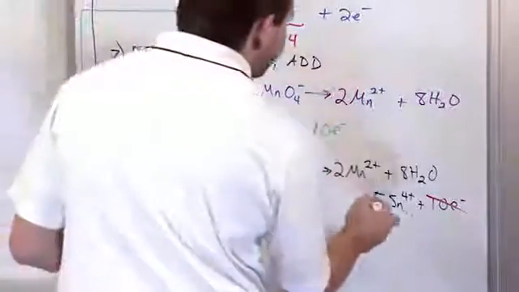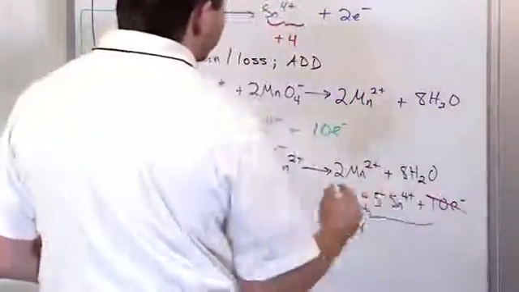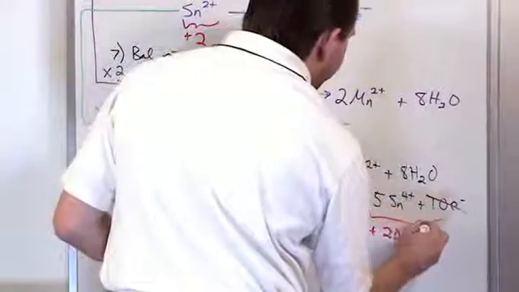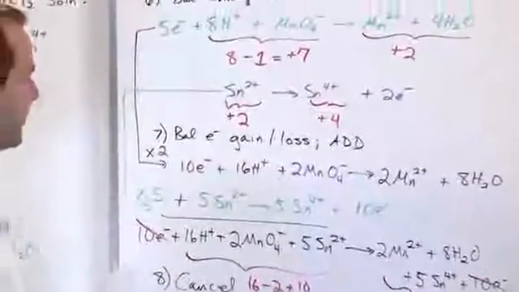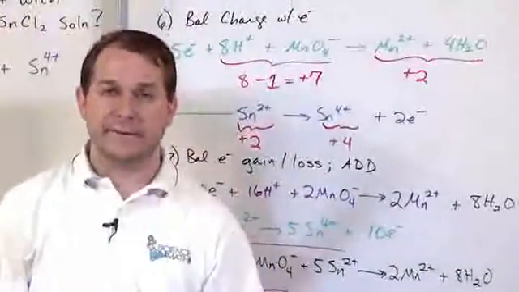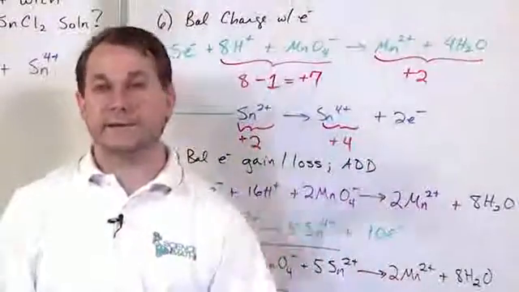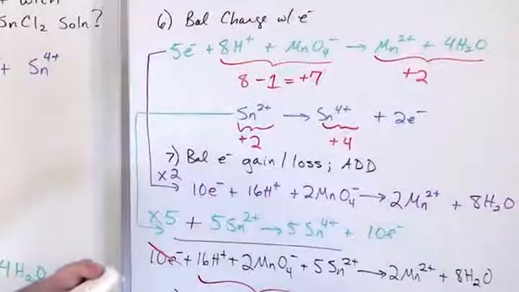And on this side, what I'm going to have is 2 times 2 is positive 4. The water counts as nothing, and then 5 times 4 is 20. And of course, this becomes 24. So 24 and 24. So I've proven to myself that the elements balance on the left and on the right-hand side, and the charges, whatever the sum of the charges are, they balance on the left and on the right-hand side. So this equation's balanced, okay, and this is done.